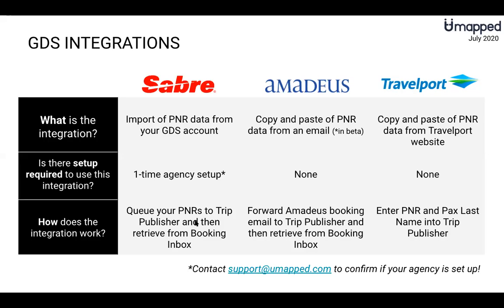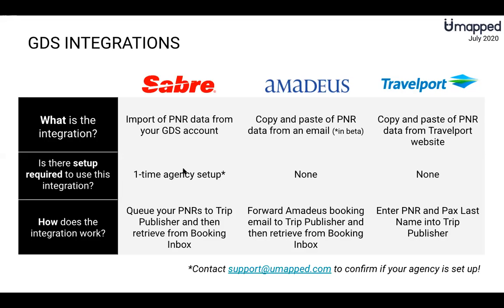And all you have to do is queue your PNR to the trip publisher using a queue command, which we always let you know during the integration process. And then you can retrieve this from the booking inbox and create a brand new trip or add it to an existing trip.